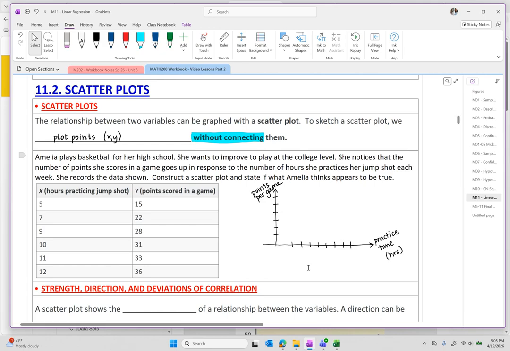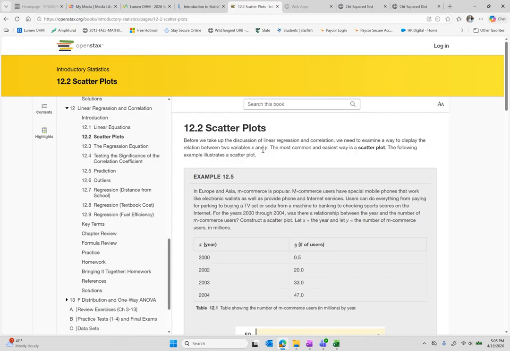In section 11.2 of our Statistics OER course, we will cover scatter plots. And for reference, in the OpenStax Introductory Statistics textbook, this is section 12.2, also titled Scatter Plots.